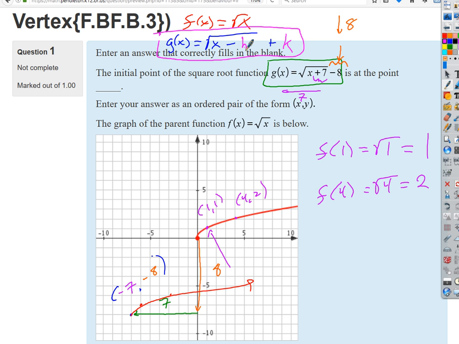Whatever number sits there, call it h, that's the x coordinate of the special point, the initial point in this case, and that's the y coordinate. Okay? So for a problem like this then, that's all they're asking here: the initial point of this square root function is at what point? You already told me. Well, right there. -7, -8 as an ordered pair. That's exactly what we would input in Moodle, right?